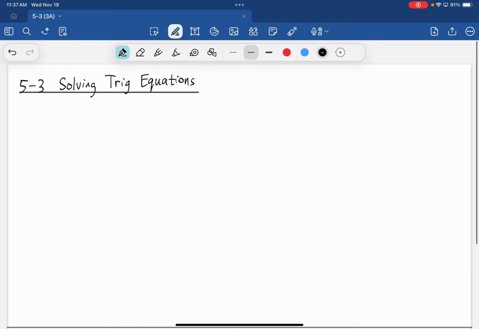So today's lecture, we're solving trig equations. So let's start with a simple one. Let's start with a very simple one, guys.